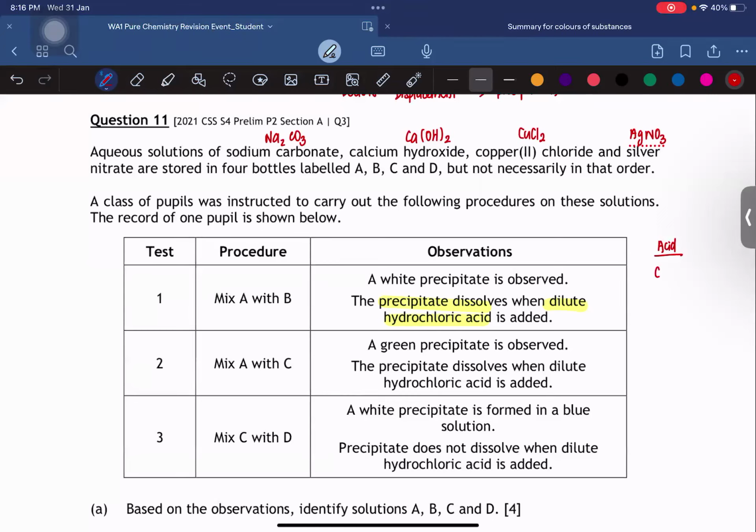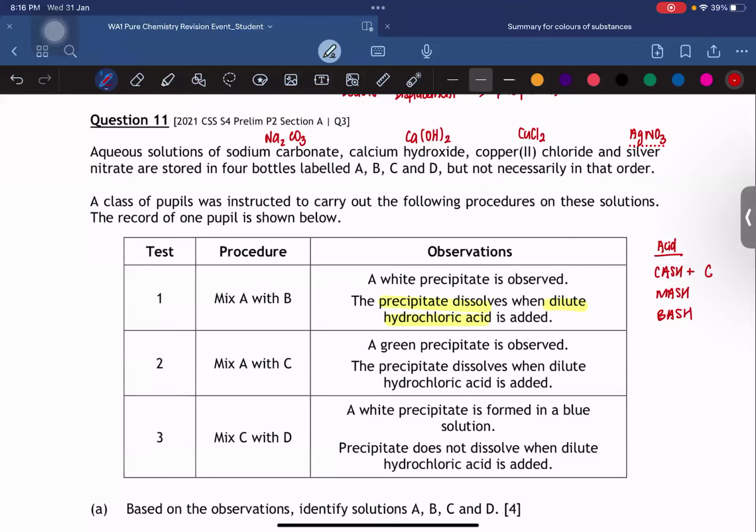Your cash, your mesh, and your bash. Mesh, bash, cash. If y'all cannot remember, bash is base plus acid, salt plus H2O. Get it? B-A-S-H. Base plus acid, salt plus H2O. Mesh is metal plus acid, salt plus hydrogen. Then cash is carbonate plus acid, salt, water, and extra C, carbon dioxide.